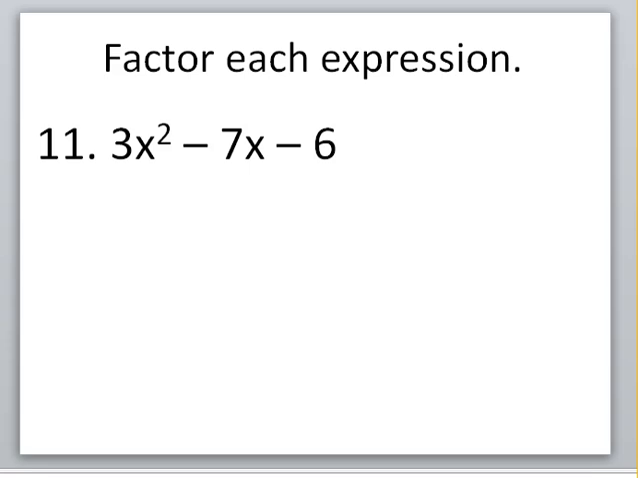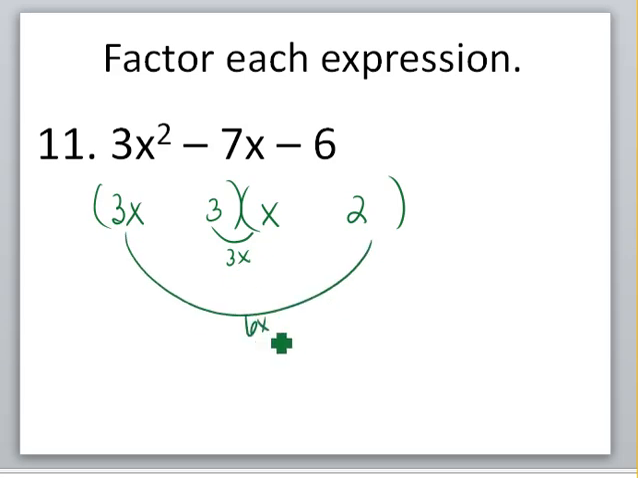This next example, if I look for a greatest common factor, there is no greatest common factor. There are only 2 factors that give me 3 though. That would be 3x times x. Now I need to get a 6, so I'm going to try 3 times 2 gives me 6. That's 3x and 6x. That's not good enough. So I'll flip-flop them around.